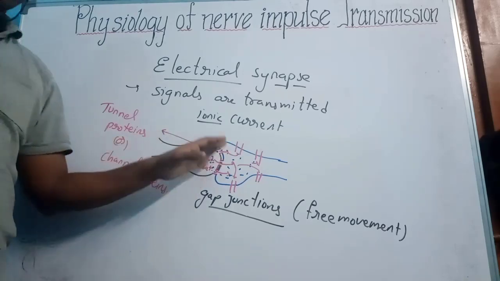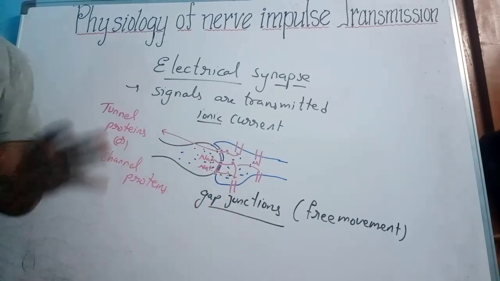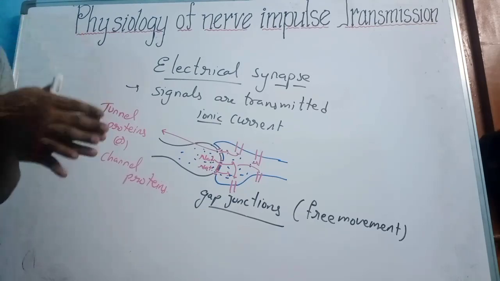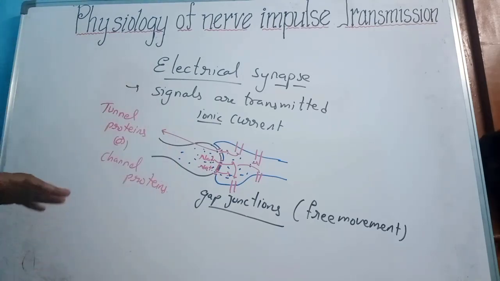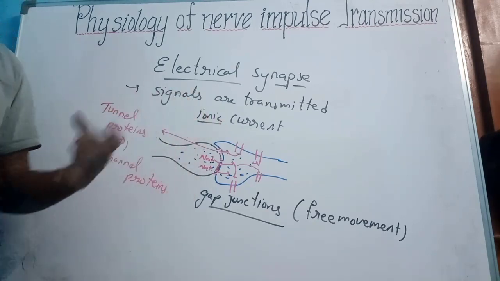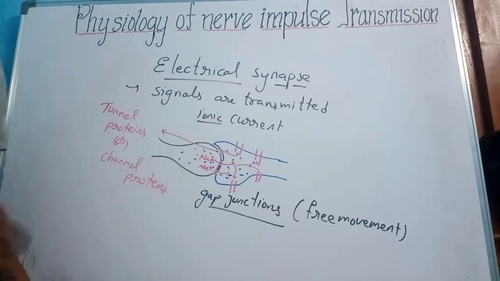Now this type of connection can only be seen in gap junctions. Very important point to remember. The electrical synapse can be seen only where there are gap junctions. Without gap junctions, you can't find these electrical signals. It takes help of some other things.